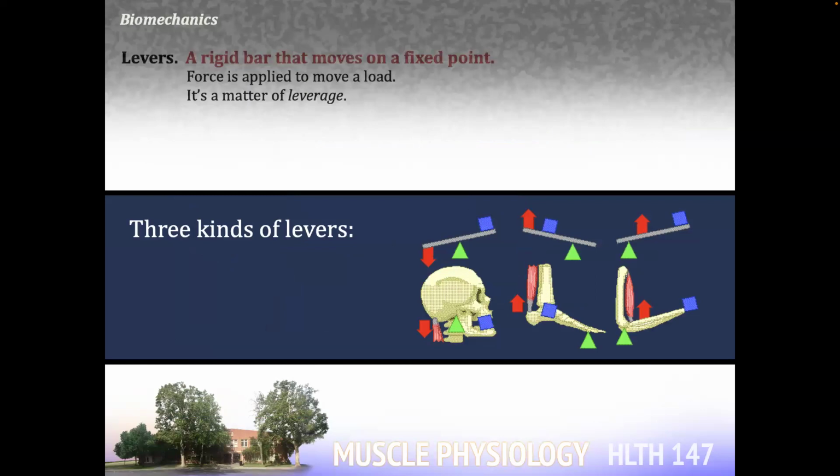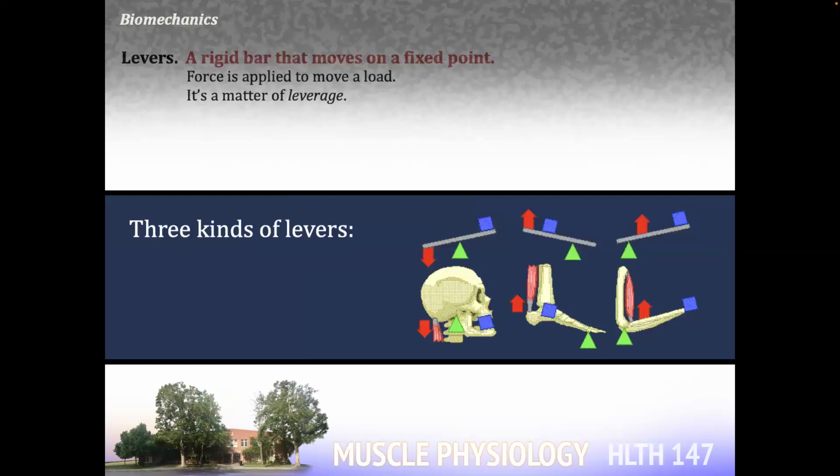So the three kinds of levers, on the far left, both top and bottom, that's a first class lever. The fulcrum is in the middle of the force and the load. On all of these diagrams, the load is the blue box, the force or the muscle is the red arrow, and the axis or the fulcrum is the green triangle. So the far left, that's a class one or a first class lever, and that's the teeter-totter.